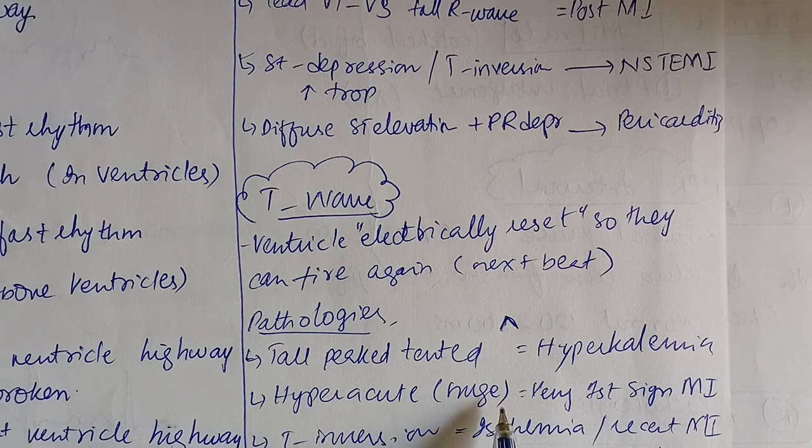Hyperacute and huge T waves are seen in MI, and this is the very first sign. T inversion is seen in ischemia or recent MI. Flattened T wave is seen in hypokalemia.